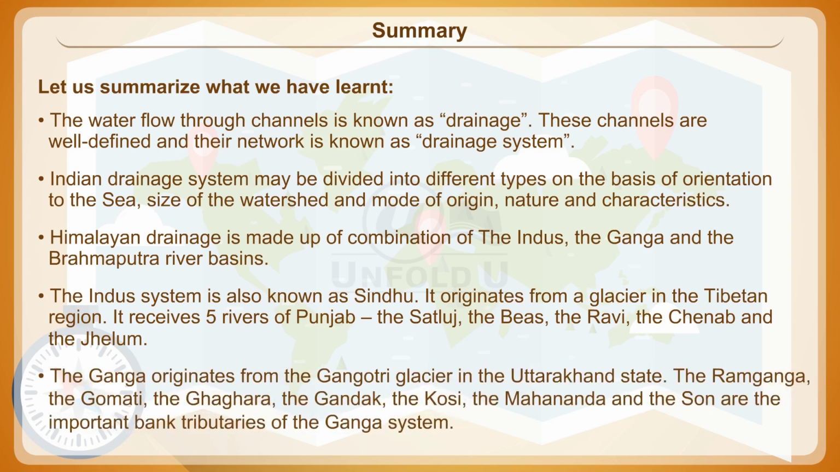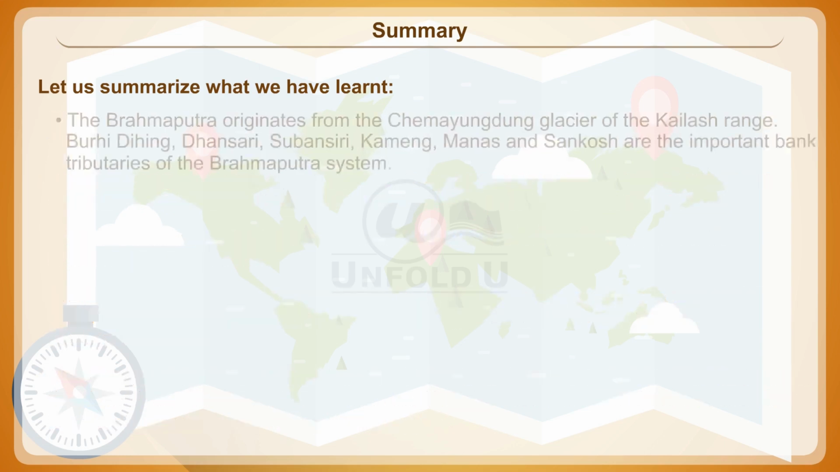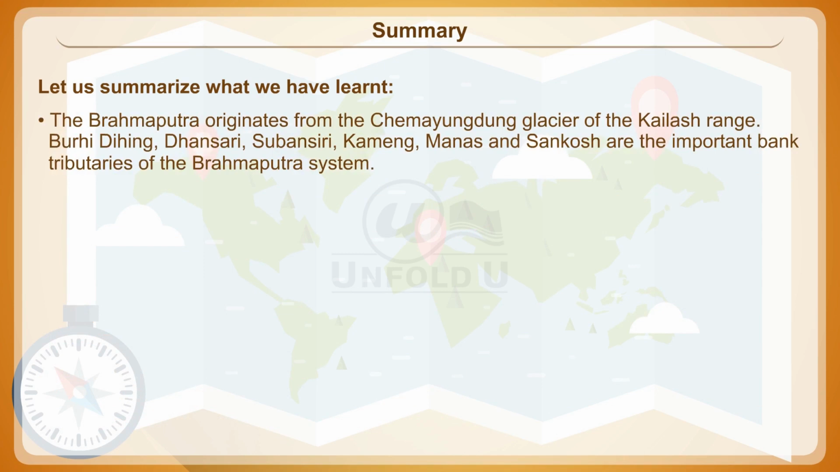The Ganga originates from the Gangotri Glacier in the Uttarakhand state. The Ramganga, the Gomti, the Ghagra, the Gandak, the Kosi, the Mahananda and the Son are the important bank tributaries of the Ganga system. The Brahmaputra originates from the Chemayungdung Glacier of the Kailash range. Dihing, Dhansari, Subansiri, Kameng, Manas and Sankosh are the important bank tributaries of the Brahmaputra system.